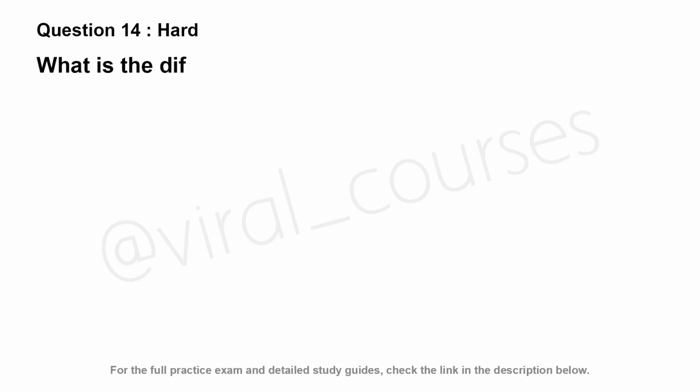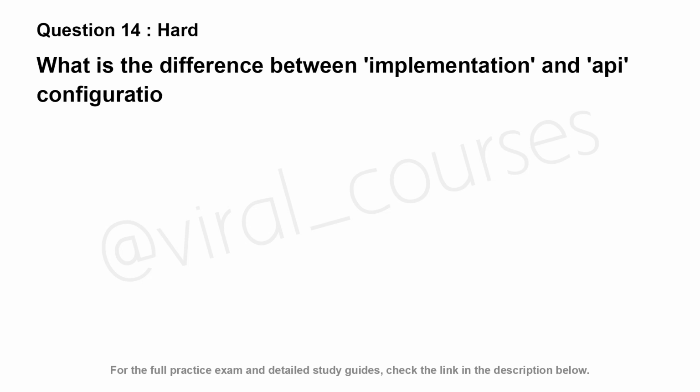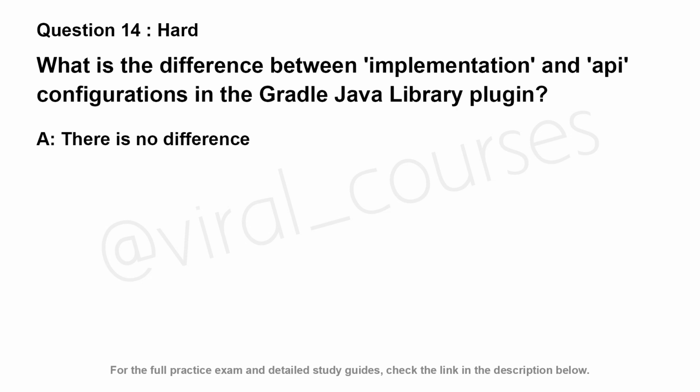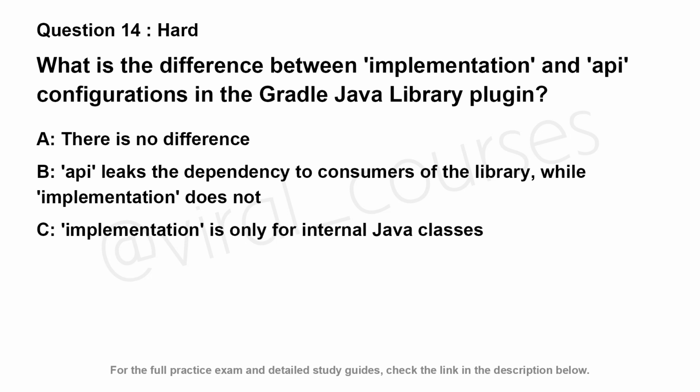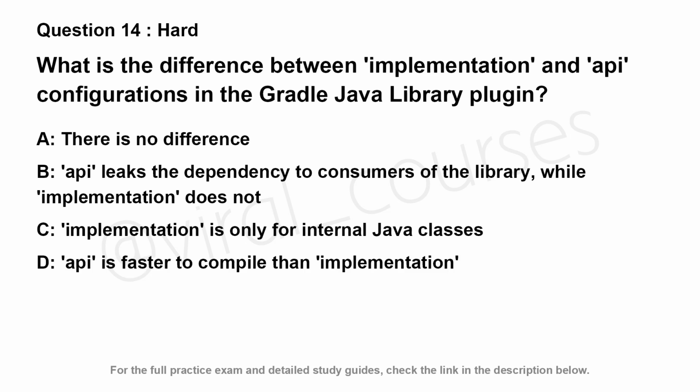What is the difference between implementation and API configurations in the Gradle Java library plugin? Option A. There is no difference. Option B. API leaks the dependency to consumers of the library, while implementation does not. Option C. Implementation is only for internal Java classes. Option D. API is faster to compile than implementation.